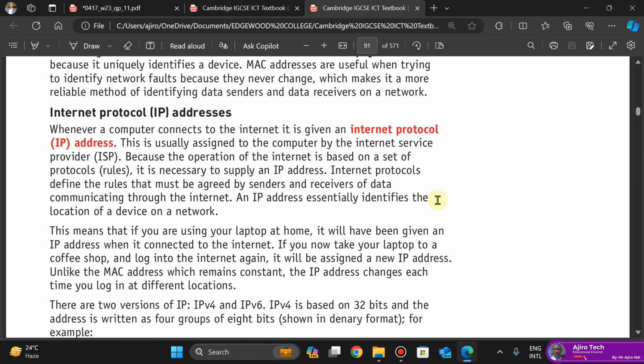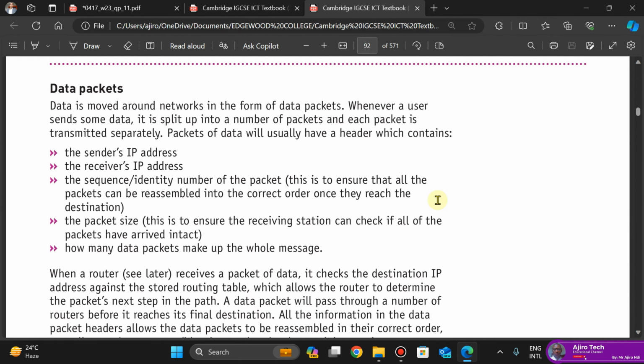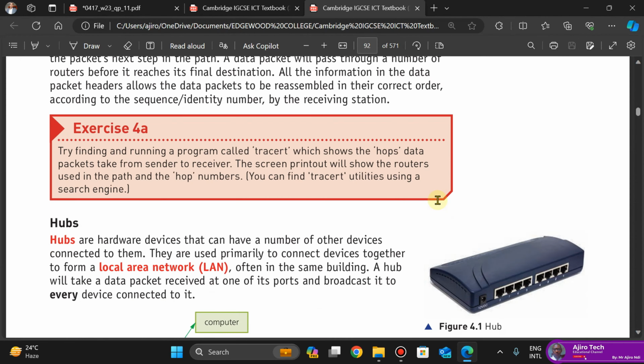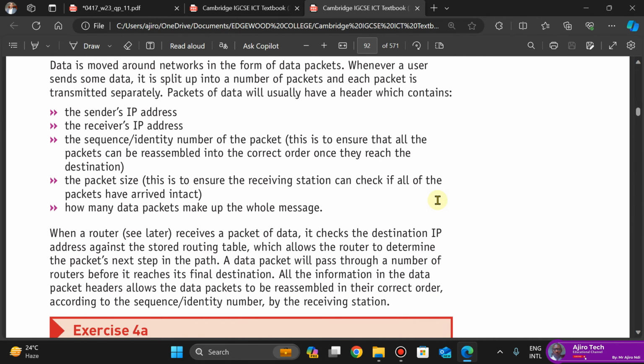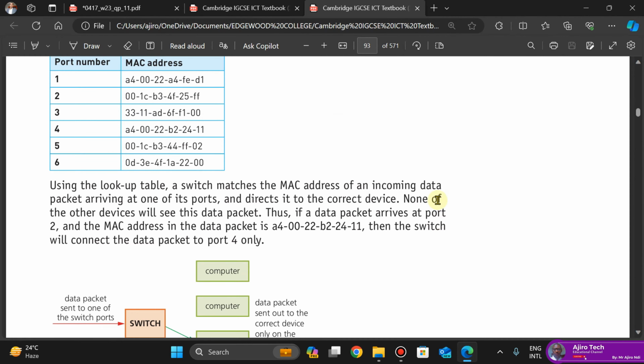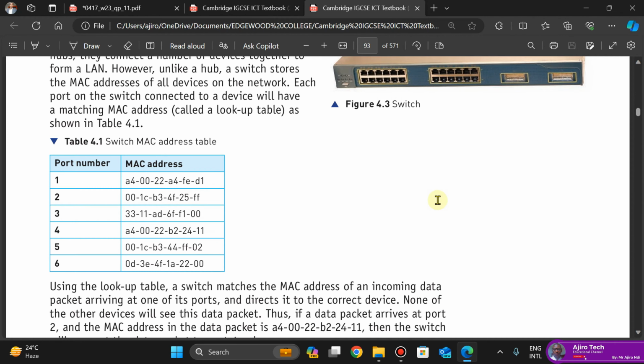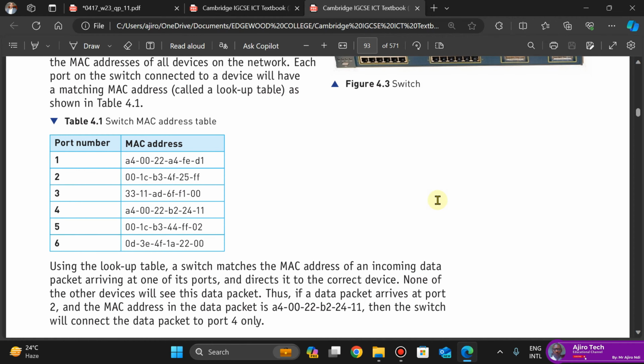Let me show you what I'm talking about. Now, this is a MAC address or lookup table. For the switch, they have their own address. This is the address of the devices that are connected.